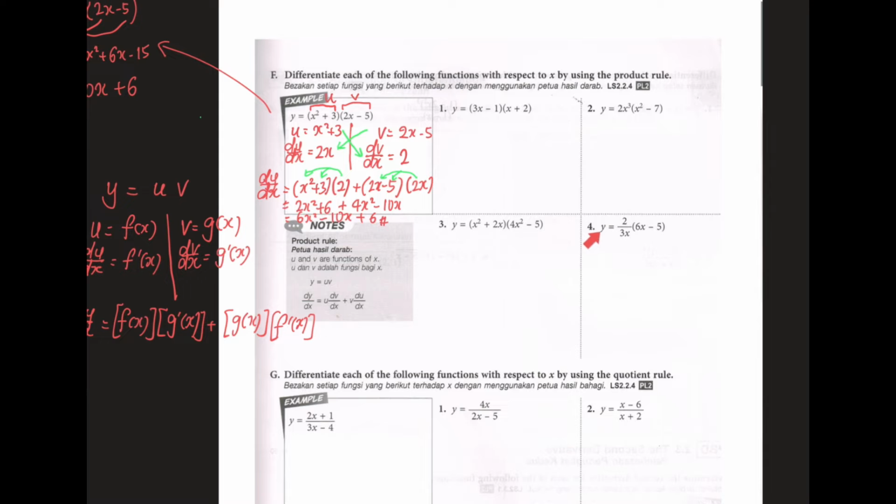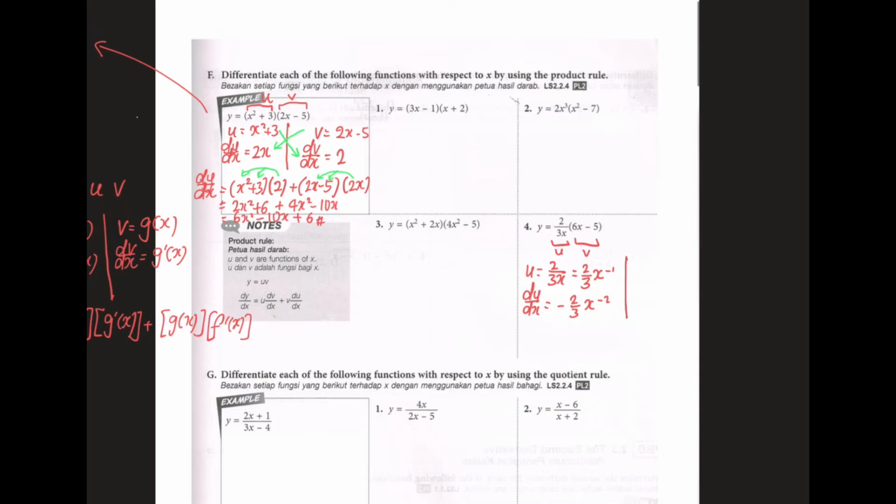Okay, let's say question 4. You see how I use product rule again. The front part, u. The back one, v. So u equal to 2 over 3x. When you want to differentiate this, you have to bring up the x. The x only. The 3, just leave it at the bottom. And then you do du dx. So the power, minus 1, you multiply with 2 over 3, so you get minus 2 over 3, and then the power minus 1, you minus 1 again, you get minus 2. Okay, that's your du dx.